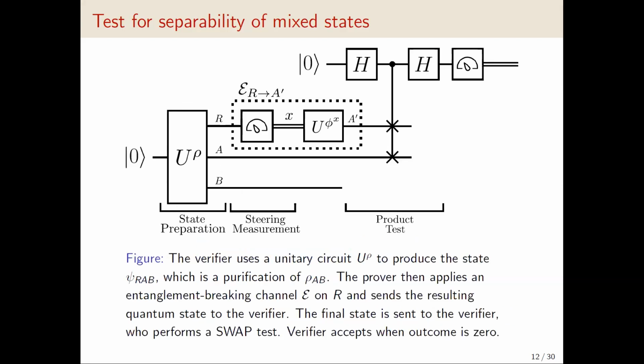And so our full test will look something like this. The verifier uses a unitary circuit to produce the state psi RAB, which is a purification of rho AB. Then the prover applies an entanglement breaking channel on R and sends the resulting quantum state to the verifier. The final state is sent to the verifier, who performs the swap test, and the verifier accepts only when the all zero outcome is obtained. So as you will see, the criterion for accepting in both cases is exactly the same, and we can now discuss what the maximum acceptance probability is.